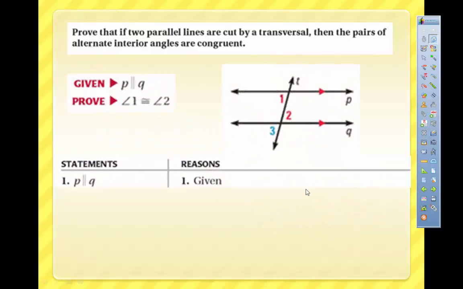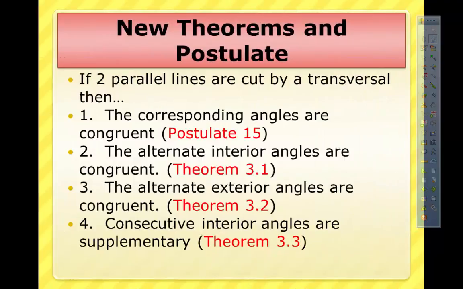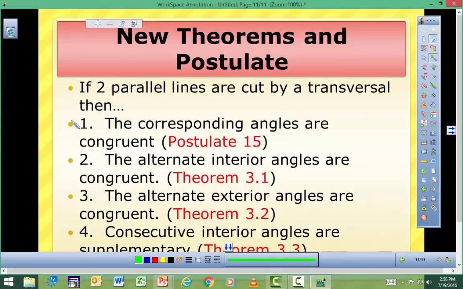Well, now let's try a proof. We can prove a lot of these. Now, if we go back, let me just go back to the theorems. Remember, a postulate we don't need to prove. So I always know that the corresponding angles are congruent, and I'm going to use that fact right here. I know that the corresponding angles are congruent. I'm allowed to say that.